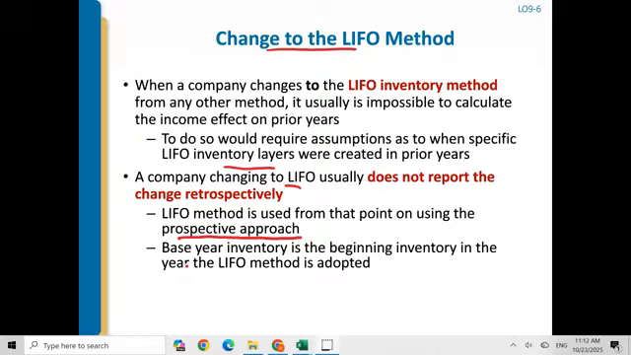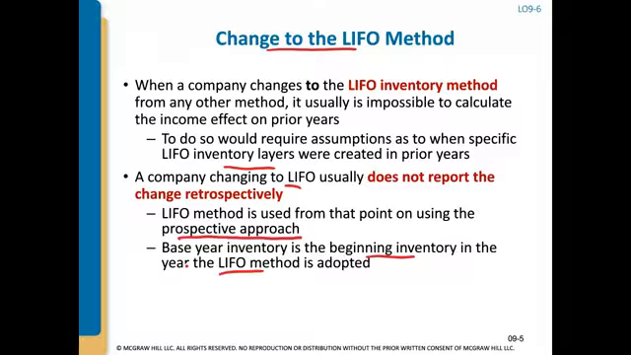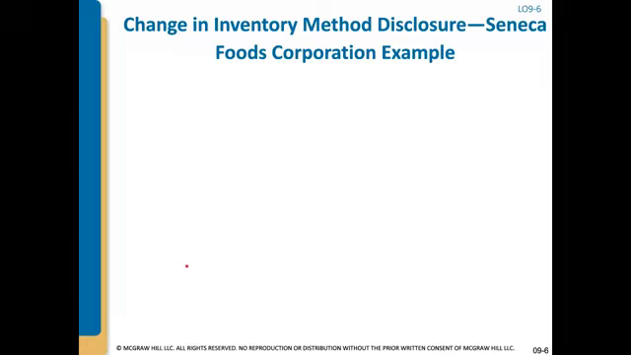That is why when changing to the LIFO method, it just uses the prospective approach, which is a different approach. In that approach, basically you make your adjustment in the current year. You record your adjustment in the current year, whatever your inventory would be if the LIFO method is used, and you make no changes to your prior year financial statements. So you don't have to restate them, but you do need to disclose it, right? You need to disclose that you made the change and certain reasons.